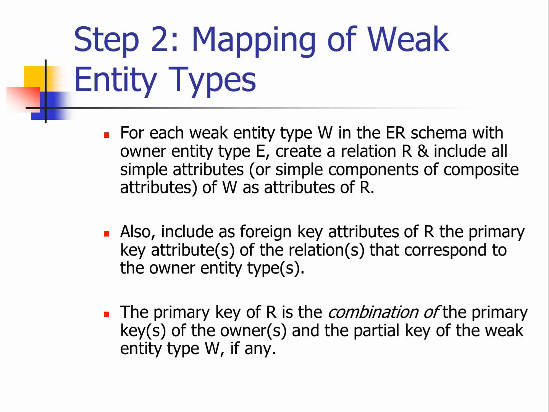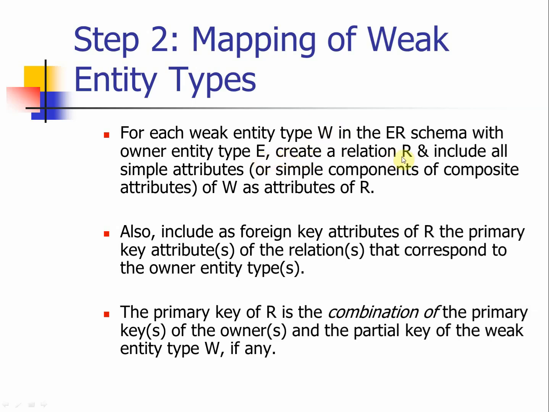Create this entity, connect this weak entity with the belonging entity, and we also need to find a way to define the primary key for this weak entity. And therefore, let's take a look at how we can do that. For step number 2, for every weak entity W in the ER schema with owner entity type E. So E is the owner, W is the weak entity that we are looking at. And therefore, in our example, W is the dependent, E is the employee entity.